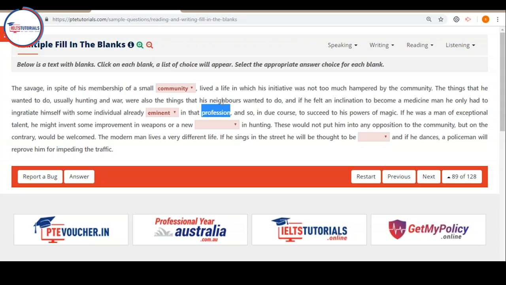Because hunting is a skill actually. Then comes, if he sings in the street, he will be thought to be dash. Read this line. Actually, this is true. If he sings in the street, he will be thought to be singing only. No, we never thought that. Drunk, childlike, or a singer?